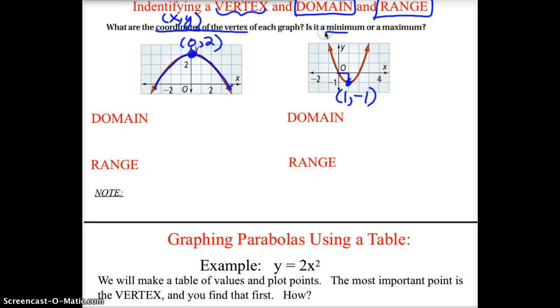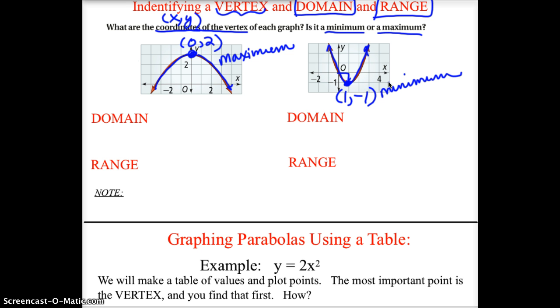Then it asks us whether this represents a minimum or a maximum. Well, you can see on this one right here that this vertex is the highest it ever gets, so we call that a maximum. On this graph over here, this is a bottoming out point. It's the lowest it ever gets, so we call that vertex a minimum.